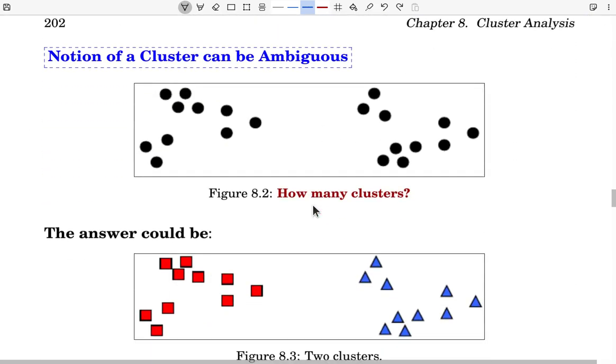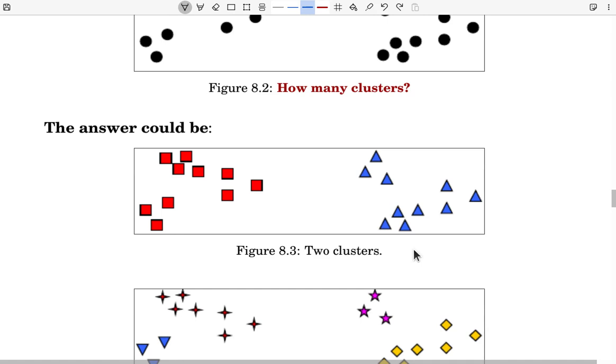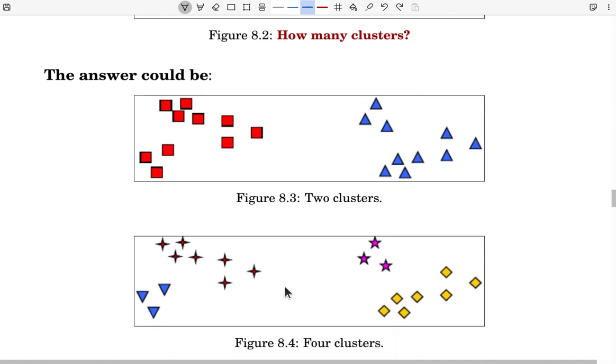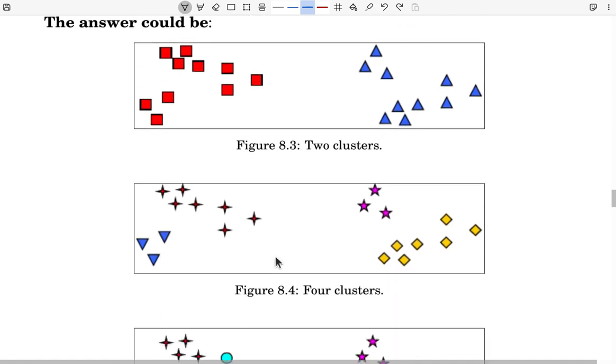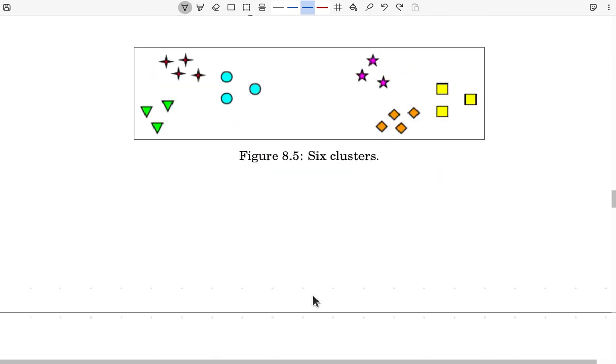Okay, here the notion of a cluster can be quite ambiguous. For this data set, you may be asked, how many clusters are there? Somebody may say there are 2 clusters, somebody may say there are 4 clusters, and maybe somebody may say there are 6 clusters. So that is quite ambiguous.